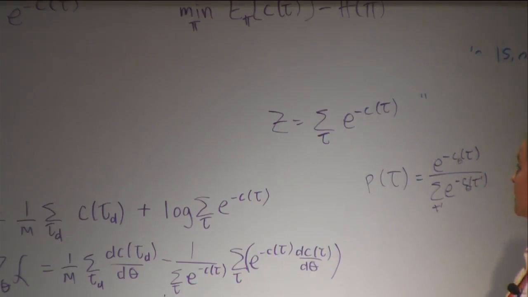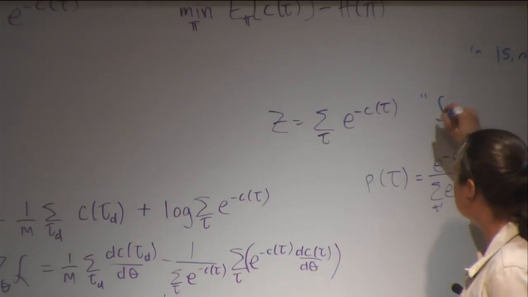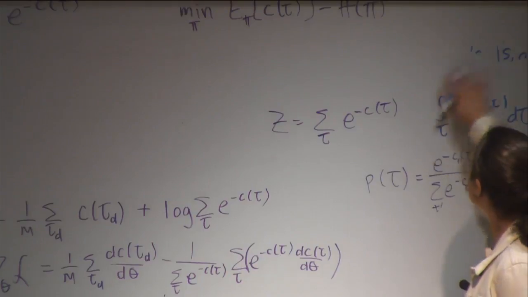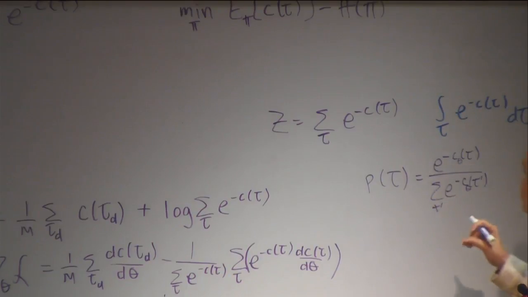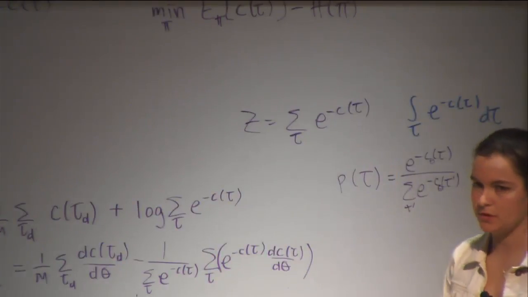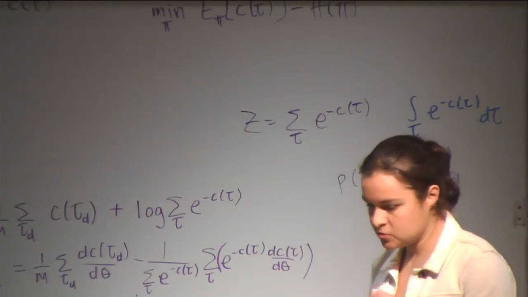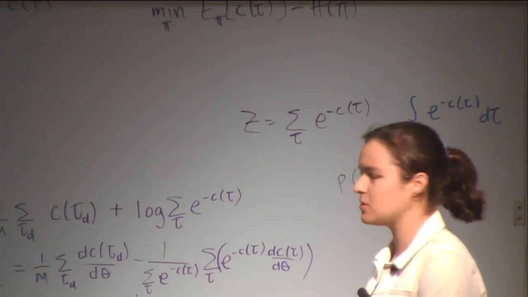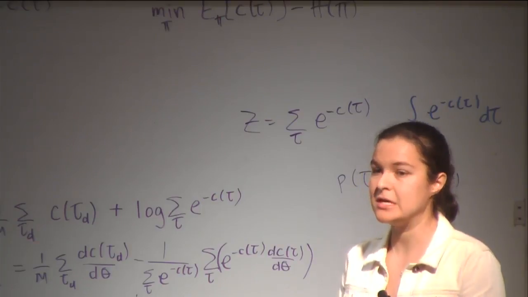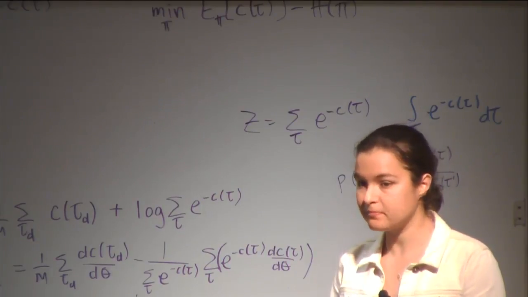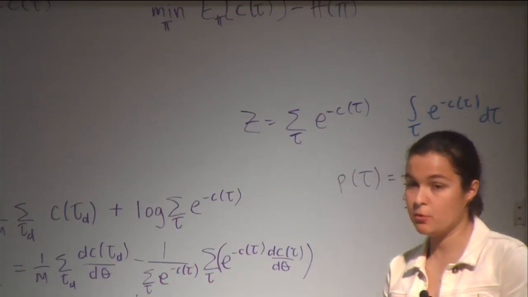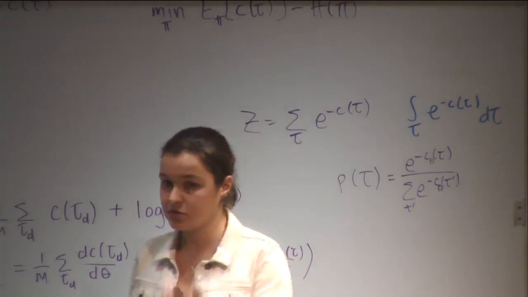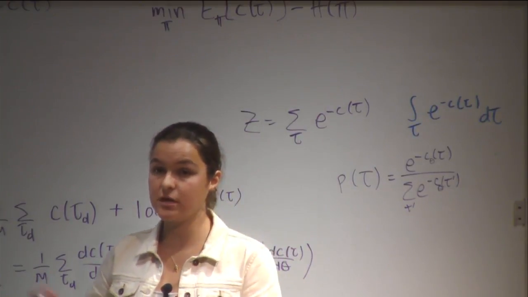And actually in the continuous case, this would be an integral over all possible trajectories of e to the negative c of tau d tau. So you essentially just replace the sum with an integral. And the way that we're going to estimate this, and really one of the only ways we can estimate this if we don't know the dynamics, is we're going to estimate it using samples. And in particular, we're going to use importance sampling. So in importance sampling, you sample from some distribution and use that to estimate your value.